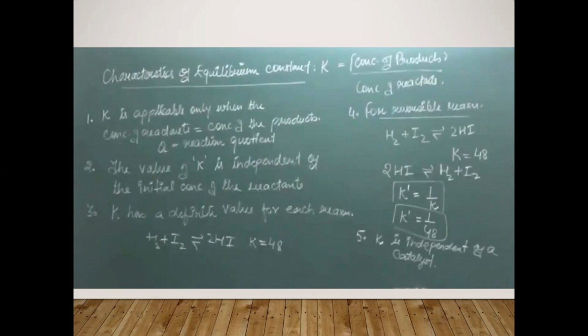So with the help of K, we come to know whether the reaction is at equilibrium or not, because the value of K is independent of the initial concentration of reactants. Whatever the initial concentration of the reactants is when the reaction starts, that will not decide the value of K. Which concentration will decide the value of K? The concentration which is present at the equilibrium.